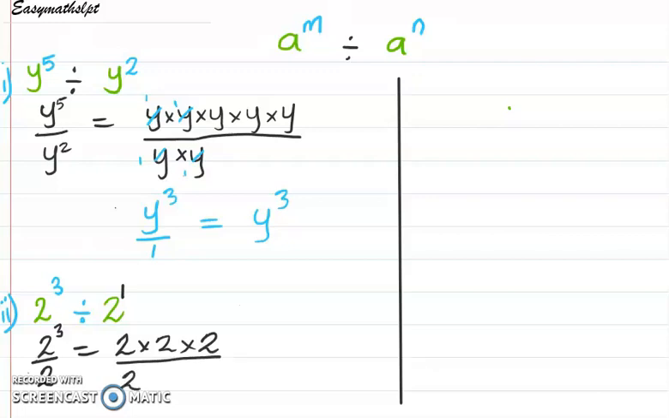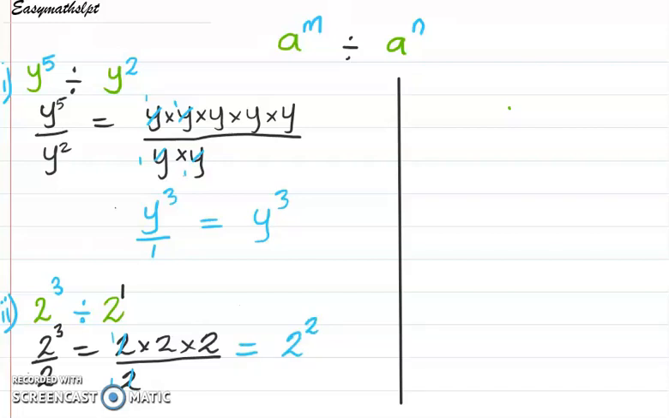Now let us cancel. 2 divided by 2 is 1. Notice we have no more 2's in the denominator to cancel 2's in the numerator. So what we're left with is 1 multiplied by 2, which we know will still be 2. And 2 multiplied by 2 in index form is 2 to the second power.